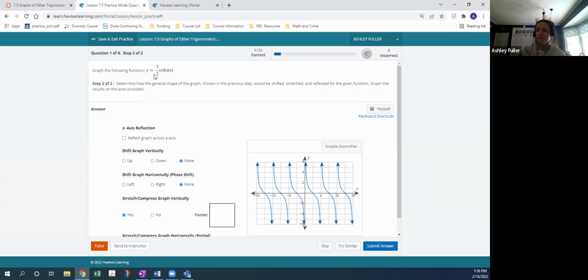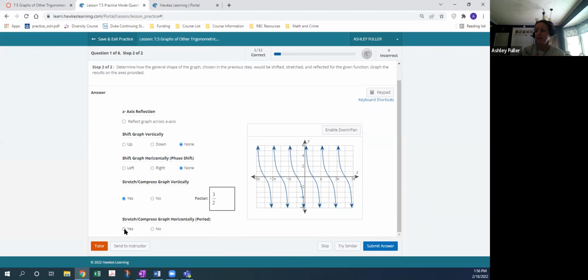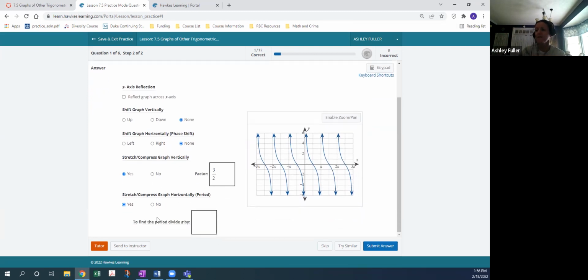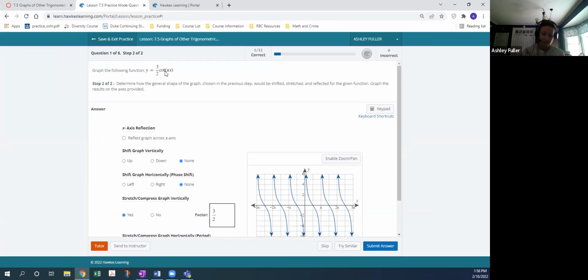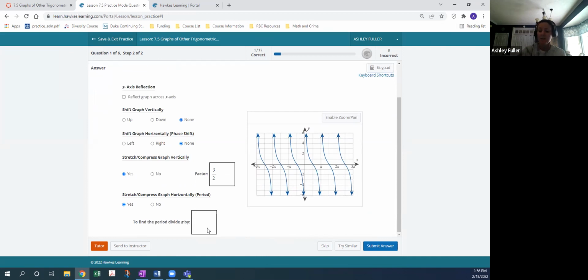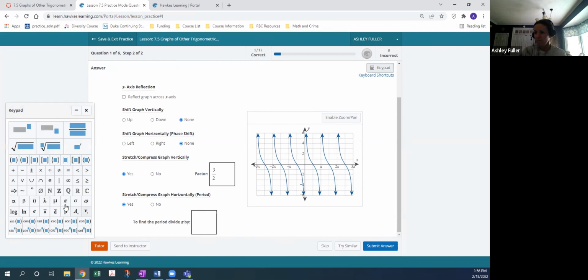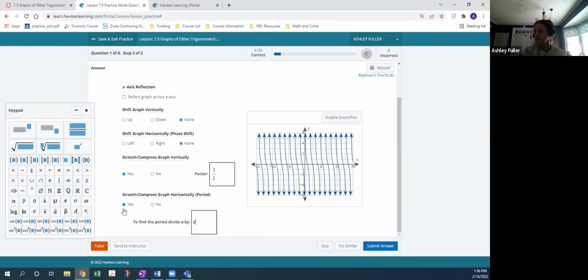There is going to be a vertical stretch, and that comes from the 3 halves that's out front. And then last but not least, that horizontal change comes from this b value that's in front here. And to figure out the period, remember we take the period of the original function, which is that pi value, and we divide it by b. So we're going to have pi divided by pi in this case, which gives us the period of 1.